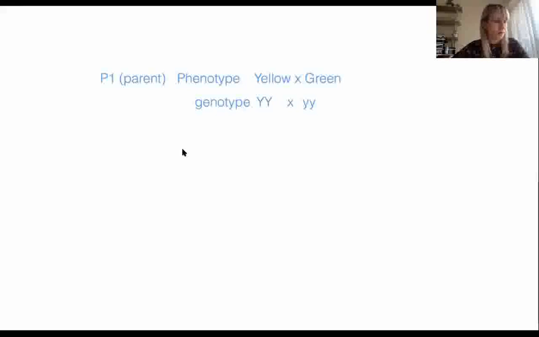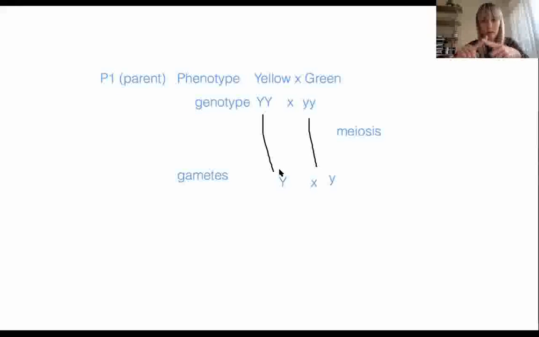Then I'm going to draw the lines. What do these lines represent? They represent meiosis. What happens during meiosis is it forms gametes. What are the gametes formed here? In this case, here it can only be capital Y. Here it can only be small y. There's still a times there because they cross.